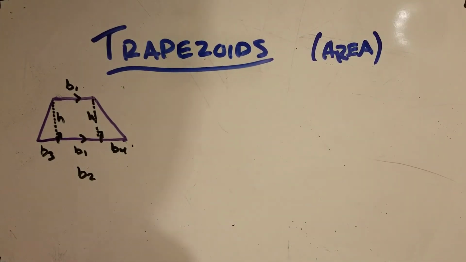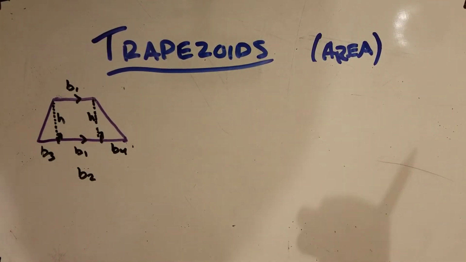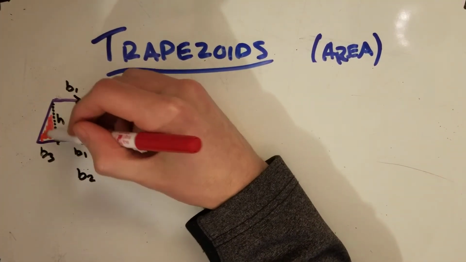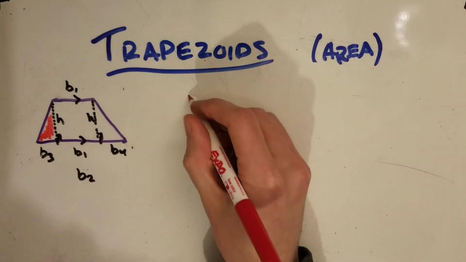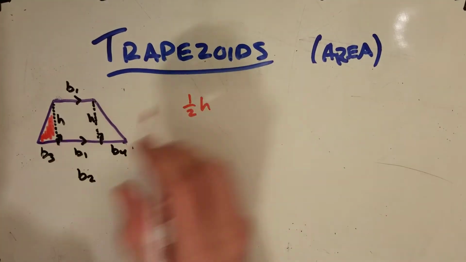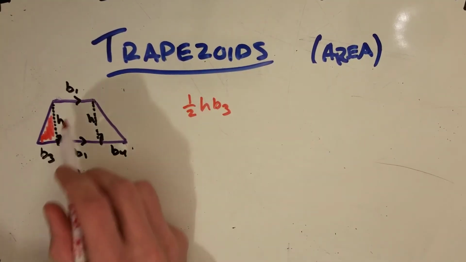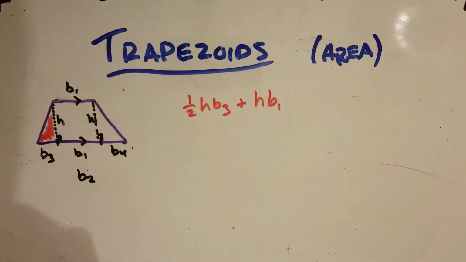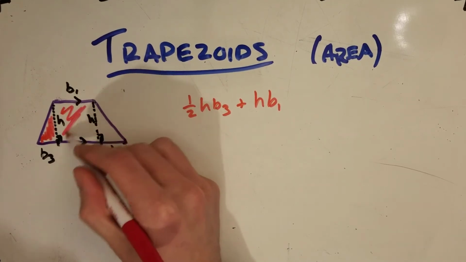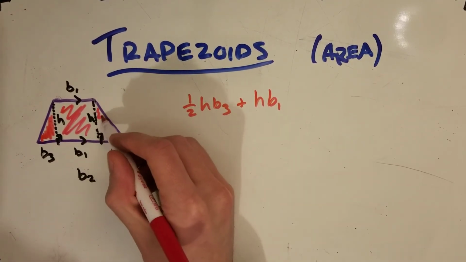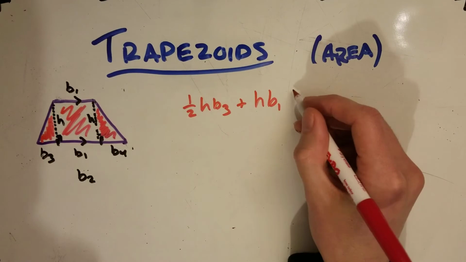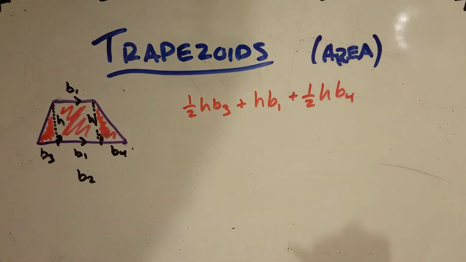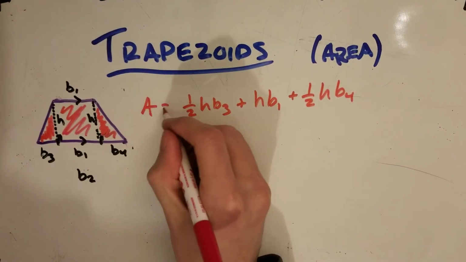So if we broke this into parts and added the areas of each part together, we could find the area of this triangle to the left. That would be 1/2 height times the base, and the base is B sub 3. The area of this middle rectangle would be just height times B sub 1. And the area of this triangle, which finishes off the whole trapezoid, would be plus 1/2 height times B sub 4. So this would be the area of the trapezoid.